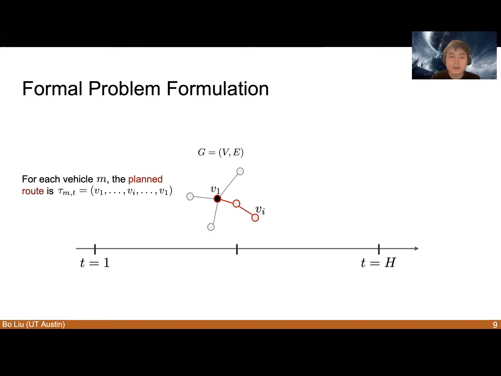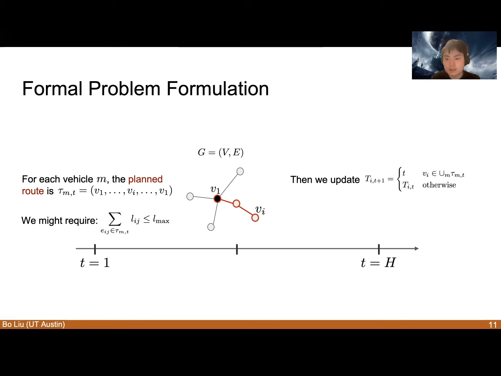Next, for each vehicle m, the planned route is tau mt, which is a sequence of nodes starting and ending in V1. Additionally, we might require that the route length is below some threshold L max. And when we visit some node, we will update its capital T. Basically, capital Ti,t+1 will become today t if we visit the node Vi. Otherwise, we just copy it from the last time.